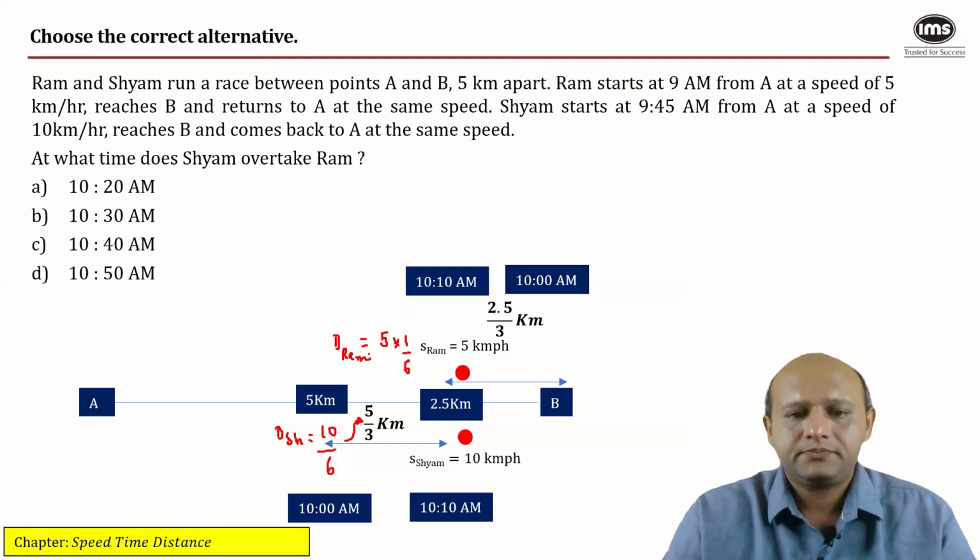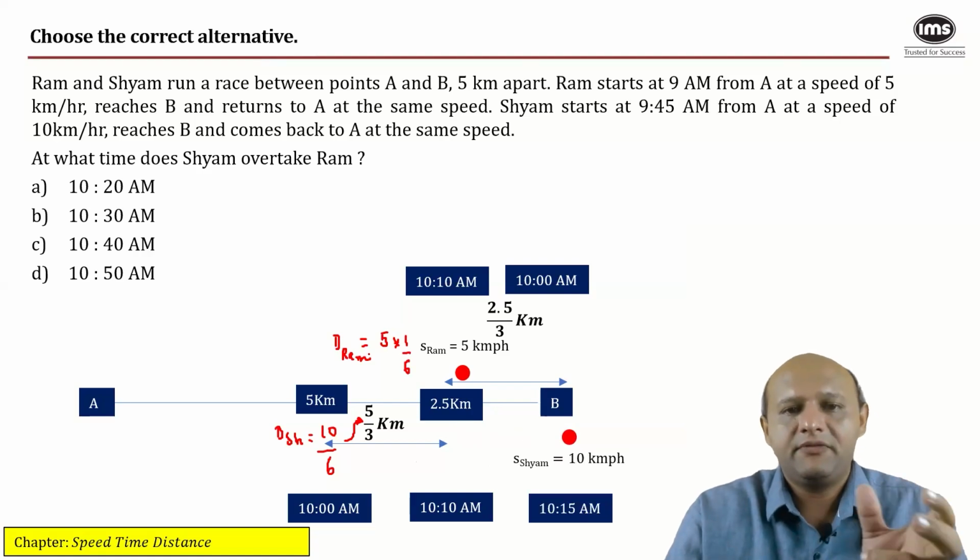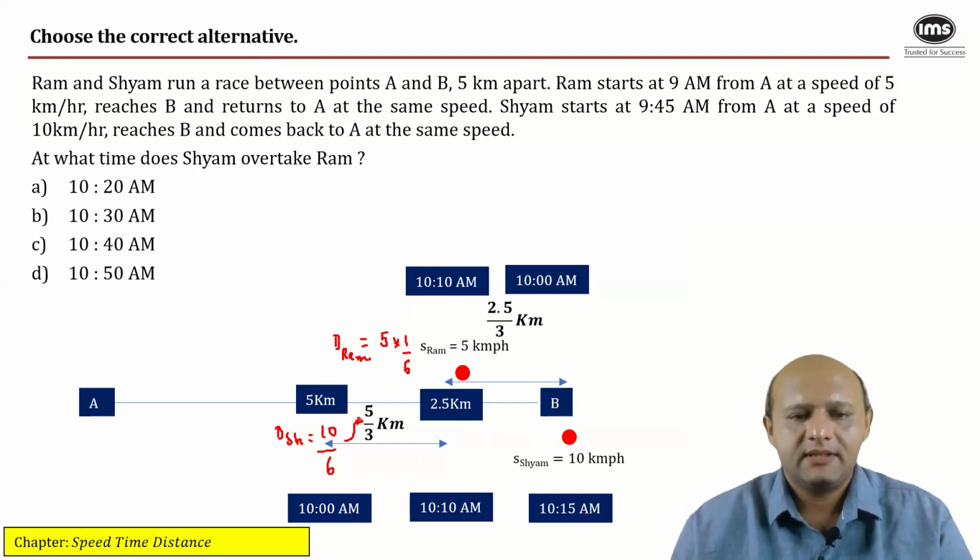Now, Sham covers this remaining part of the distance, correct? In how much time is he covering this distance? In 5 minutes. Because if you notice, this part is 5 by 3 and this part is 2.5 by 3. Exactly half, and his speed is double. So therefore, if he has taken 10 minutes to reach from here to here, if he covers this distance in a span of 10 minutes, half the distance he will cover in how much time? He will cover in 5 minutes, which is half the time.